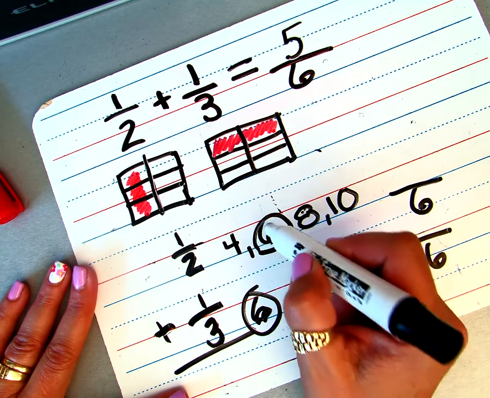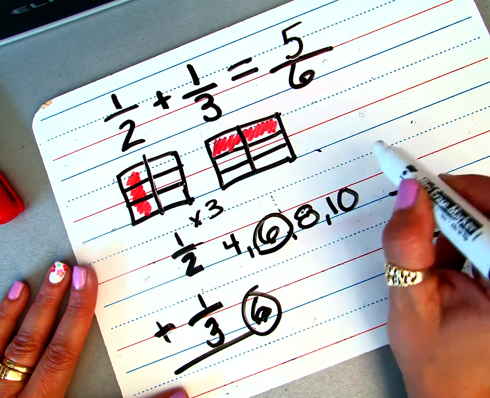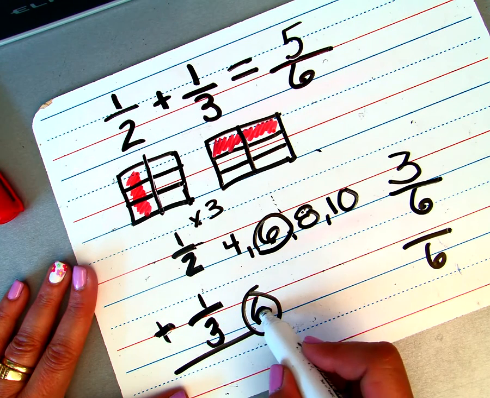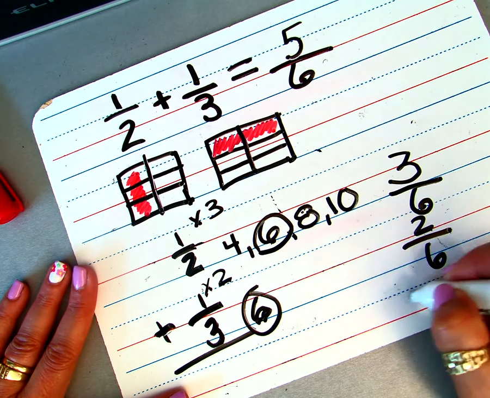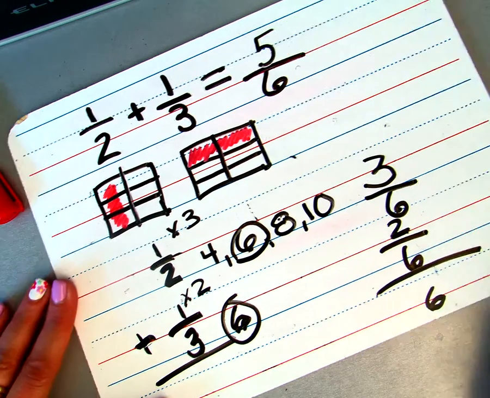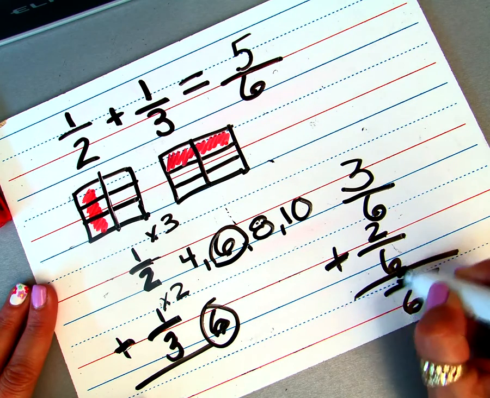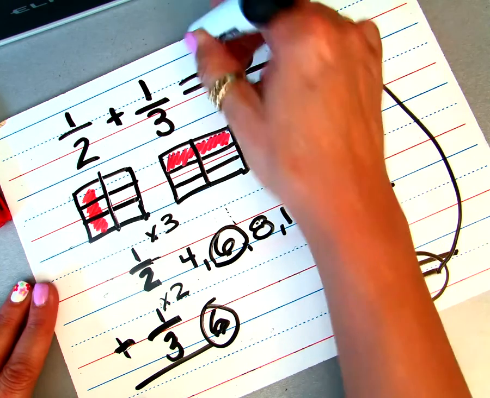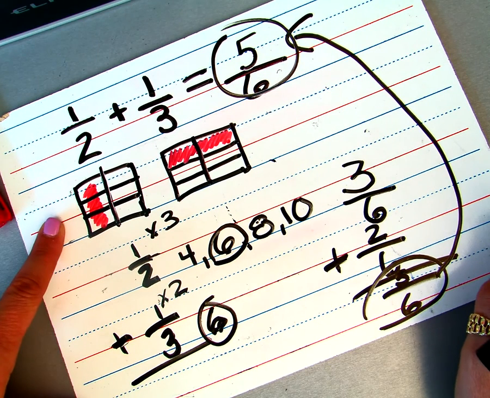2 times what equals 6? 2 times 1, 2 times 2, 2 times 3. 1 times 3 is 3. 3 times 1, 3 times 2. So that means 1 times 2 is 2. Now, can I add these fractions? Absolutely. I have a common denominator of 6. And 3 plus 2 equals 5. Sorry, that's a little sloppy, but you can see I got 5 sixths both times. The rectangular model is a bit more visual. I repeat, it's more visual.